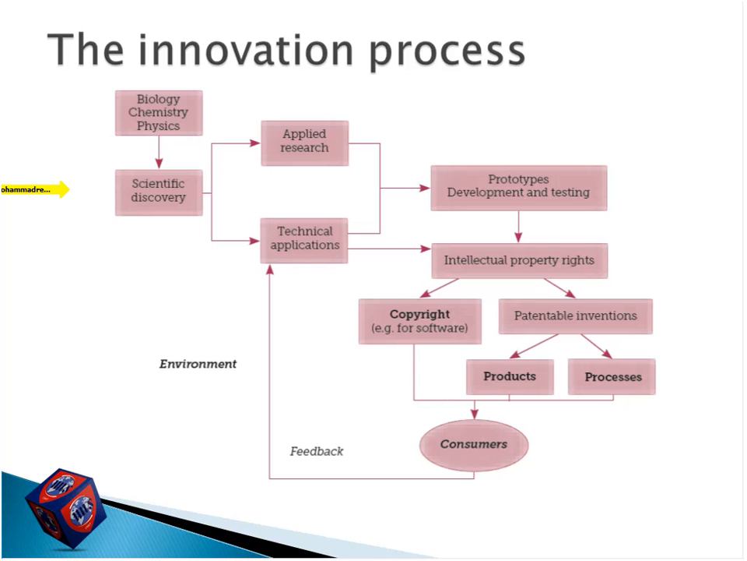So now you want to make sure that this new product which you have invented, either through applied research or technical application, is insured and maintained under your name, and other people cannot copy it from you. So you go through the intellectual property rights, either through copyright or patentable inventions. Copyright will be like if you're writing a book or software products or things like that, whereas patentable inventions are for products and processes.